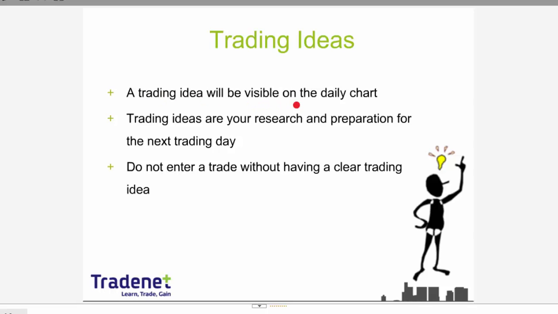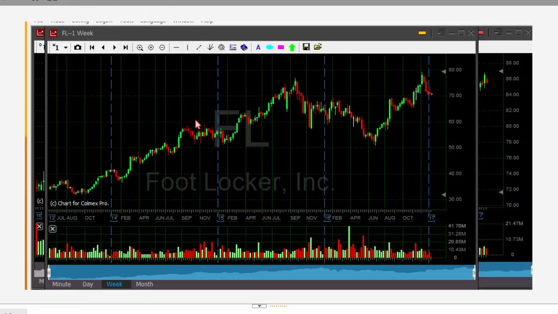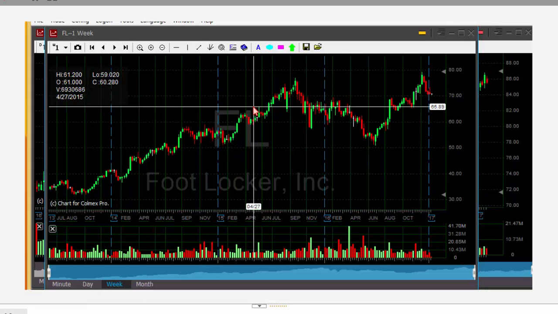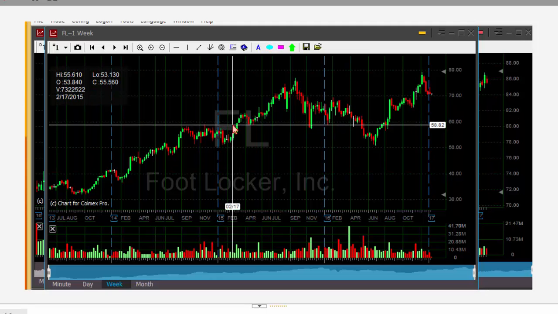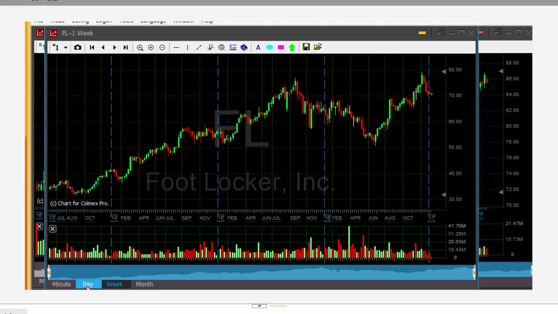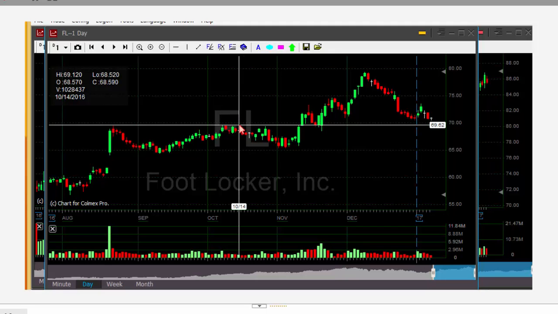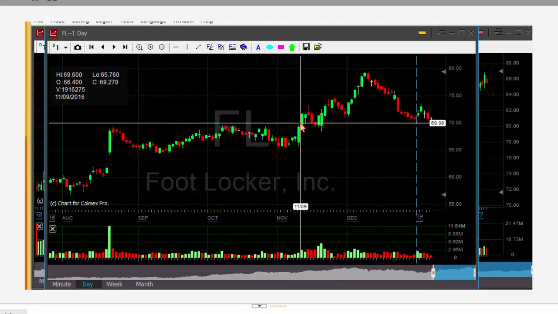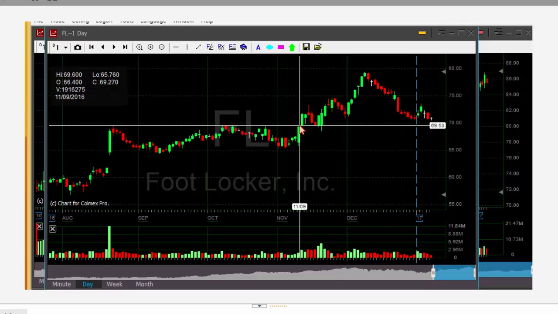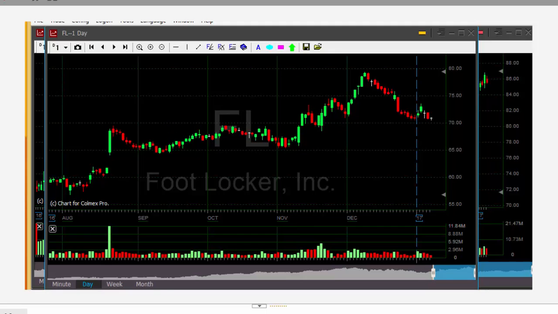Trading idea will be visible on the daily chart, and if you see it on the daily chart, then it is perfect. Now, assuming I want to go long Footlocker, I see a nice daily breakout over this resistance area. Then I move to the intraday and I want to see the same.